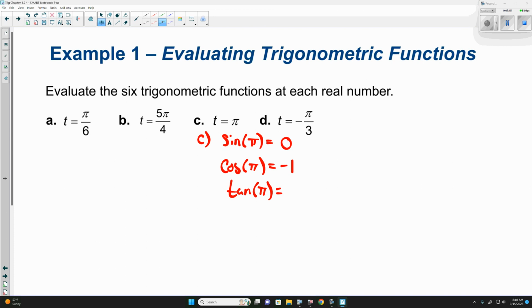Now, tangent is sine over cosine. 0 over negative 1. Well, that just works out to be 0.